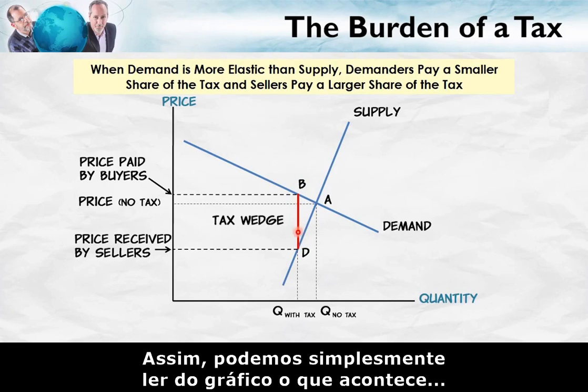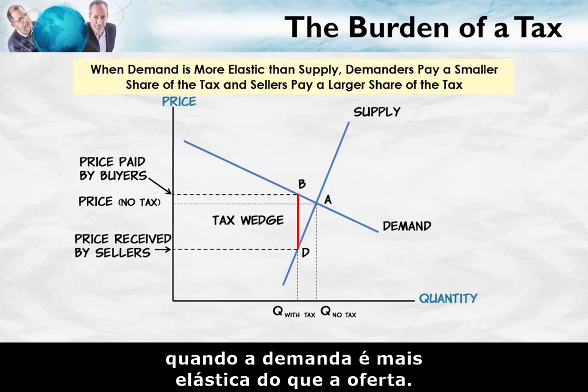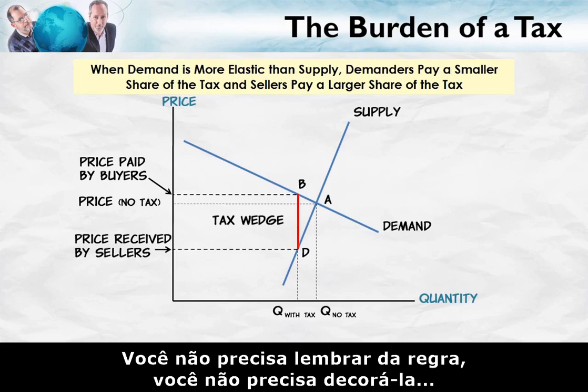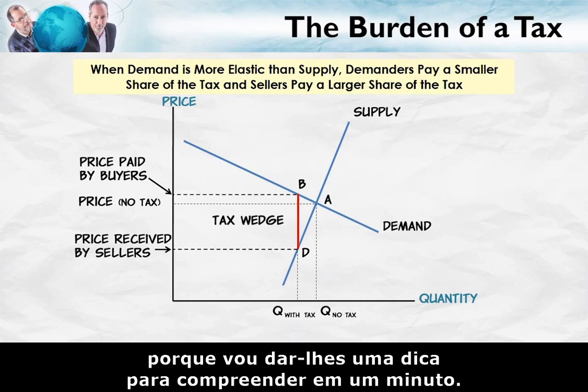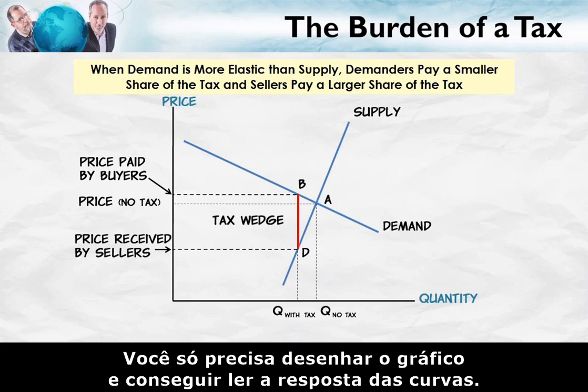Therefore, we can just read off the diagram what happens when demand is more elastic than supply. You don't have to remember the rule, you don't have to memorize it, because I'm going to give you some intuition to make it easy in just a moment. You simply have to draw the diagram and be able to read the answer off the curves.